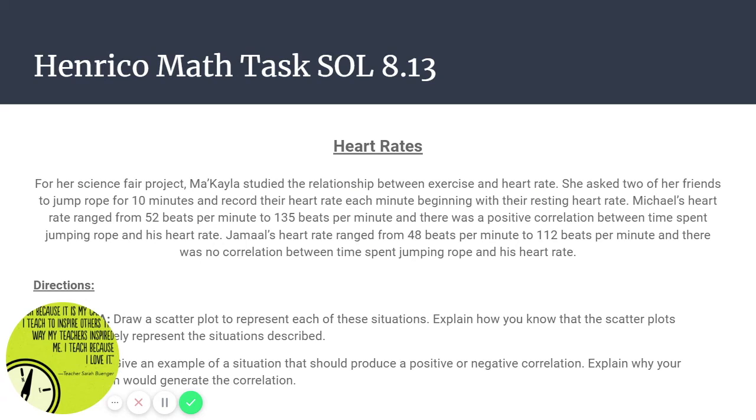The first thing that you're going to do is draw a scatter plot to represent each of these situations and explain how you know the scatter plot that you drew clearly represents the situation described. And the second thing that you're going to do is give an example of a situation that should produce a positive or negative correlation, and then explain why you would generate the correlation. All right? We ask that you take as much time as you need, but please put thoughtful input into creating your scatter plot and giving accurate examples of what the situations should look like to produce a positive or negative correlation.